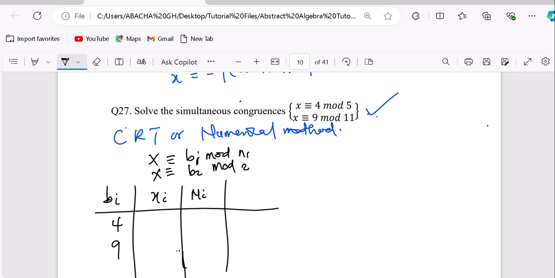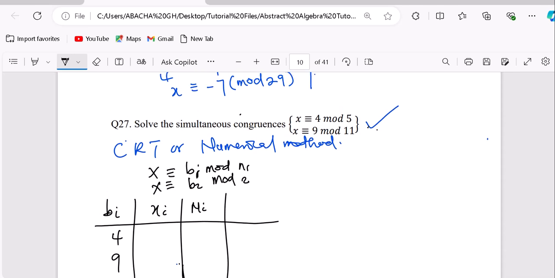But our n's, how do we get our n's? Well, our n's are gotten from this one and this one. You multiply them, and so when you are multiplying, you divide by. If I'm looking for n1, we need to find the bigger one. So let's say the bigger one is N equals n1 times n2. In this case, we have 5 times 11 is equal to 55. This is our big N.